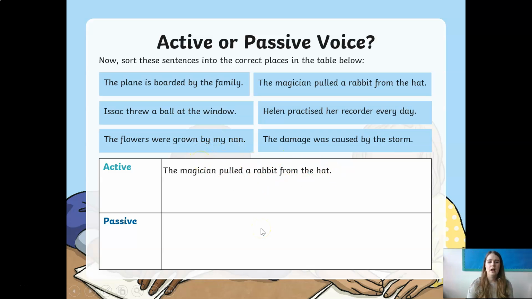Okay, I'll tell you what I'm going to do. Well, I want you to just have a look at all of them, the ones we've just gone through, and see if you can work out whether they were passive or active, and then we'll see if we put them into the correct box. So just pause the video and have a think which ones are active and which ones are passive.